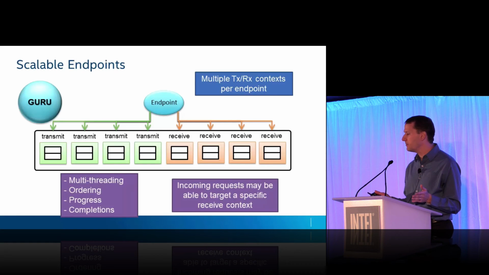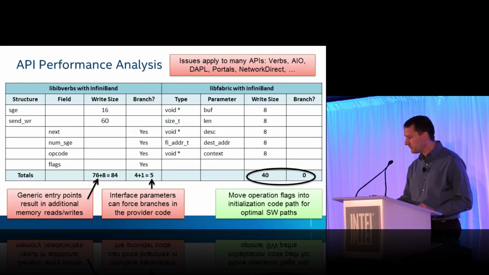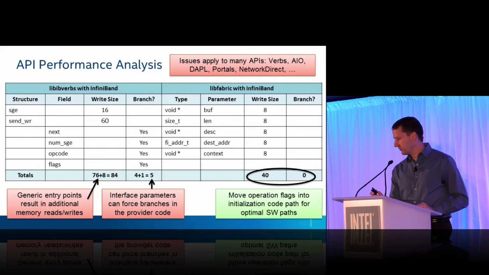If you use a scalable endpoint, and this depends on the provider supporting it, scalable endpoints allow you to have multiple transmit queues for the same addressable endpoint. So rather than having, for example, 4 different endpoints, which would increase your addressing by 4, you have one endpoint, so you have one address, but you still get to take advantage of multiple transmit queues on the outbound side. Similar on the receive side.